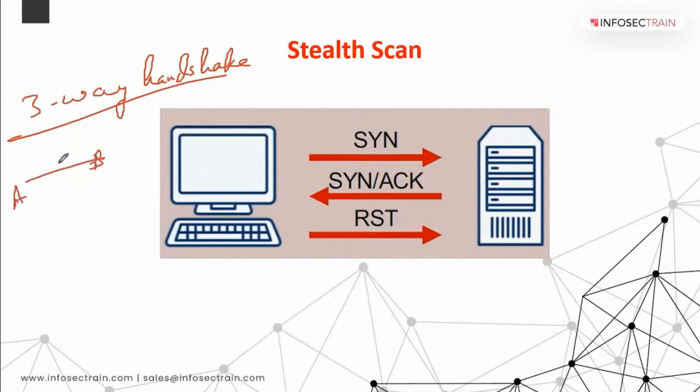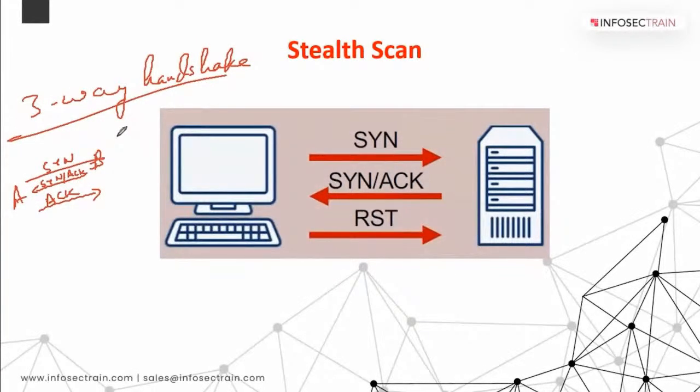A sends a SYN packet to B. B sends a SYN-ACK. These are the flags, guys, okay? Those who don't know about these things, SYN and ACK are flags which are used in order to create a connection with a three-way handshake. And A over here replies back with an acknowledgement again. Okay. Cool. So now what happens?